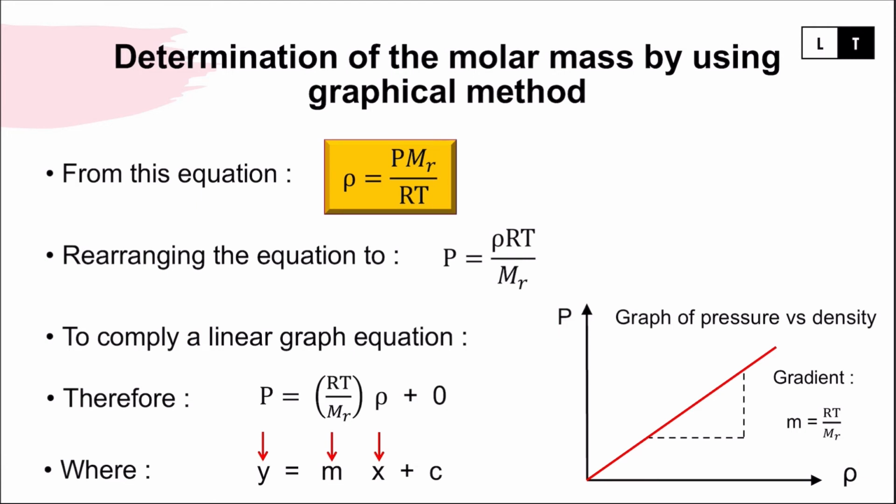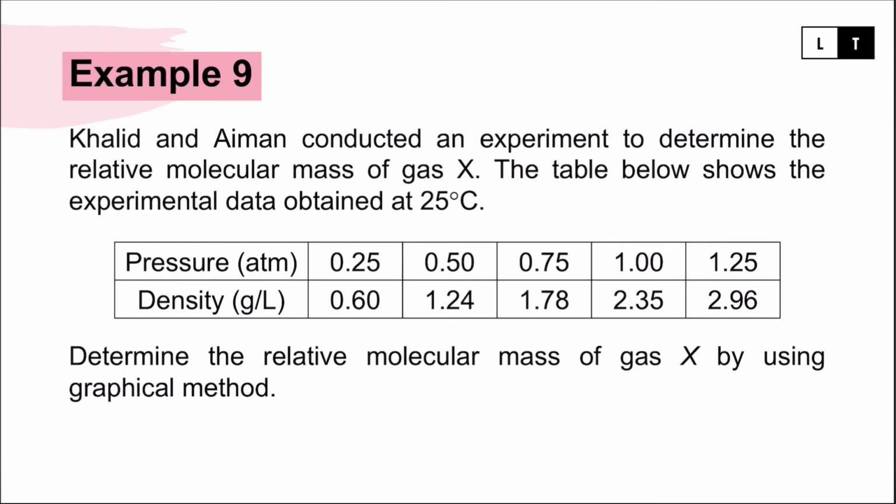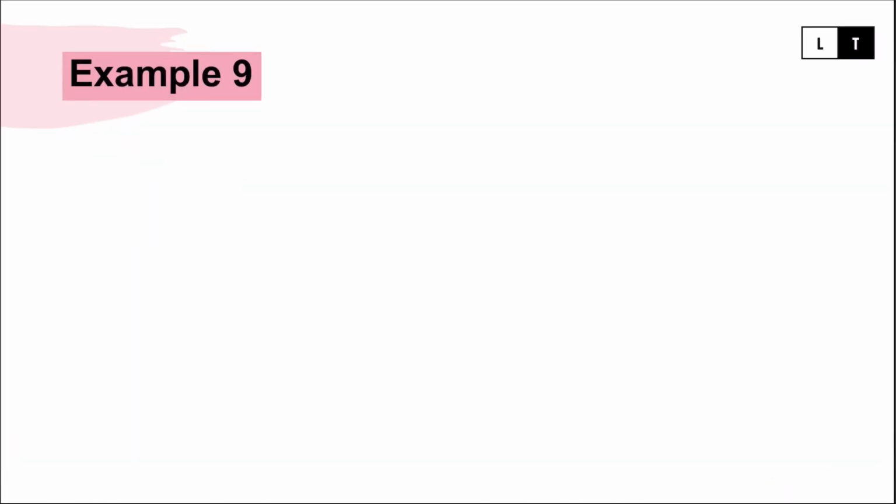So from this graph, you can determine the gradient, which can be used to find out the value of molar mass. So let's try one example of how the graphical method is used. In this question, example 9, the table shows the experiment data obtained at temperature 25 degrees Celsius. You will usually get two forms of data, in this case pressure in atm and density in gram per liter. So you have to find out the RMM for gas X using the graphical method. So how do we apply the solution for this one?